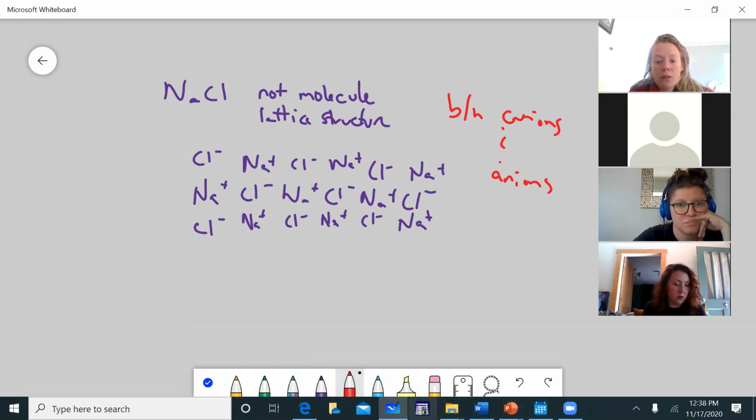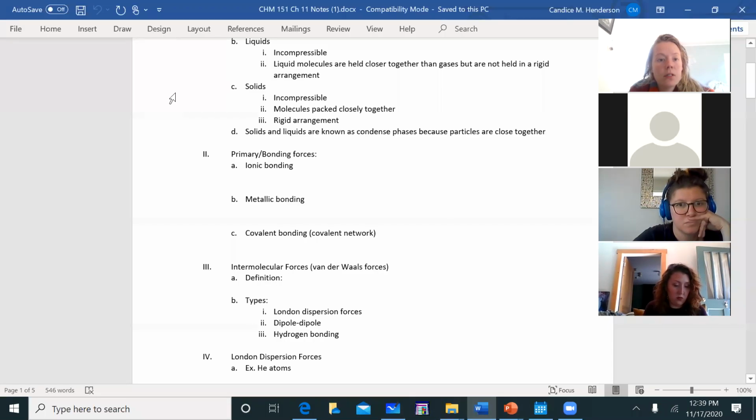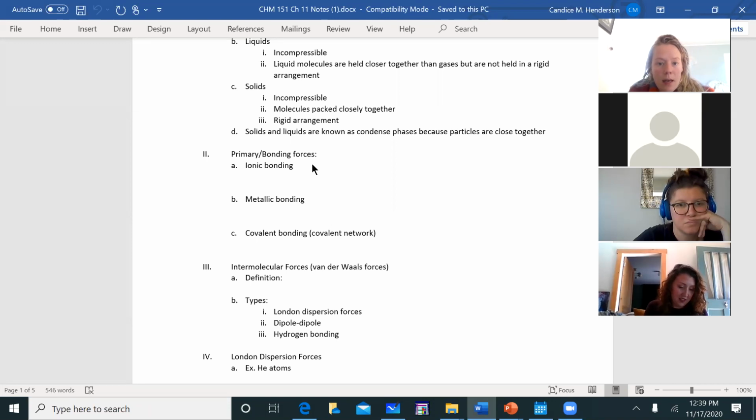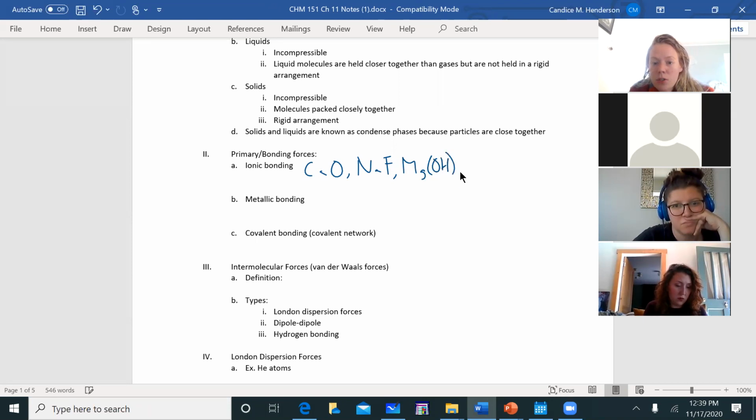Back over to our notes here. So we said CaO, NaF, Mg(OH)2, all examples of this interlocking structure. The next thing is metallic bonding. So metallic bonding is going to happen between metal atoms.